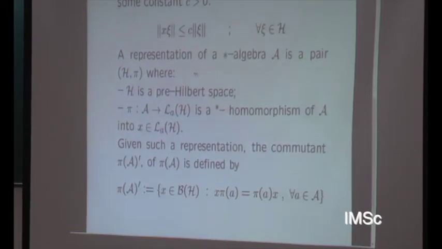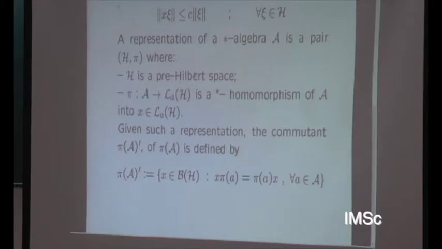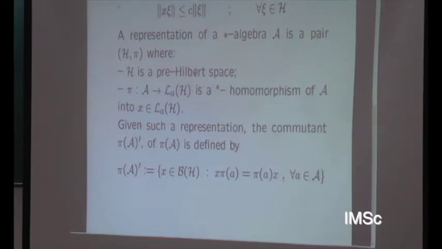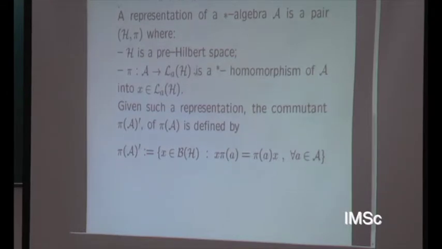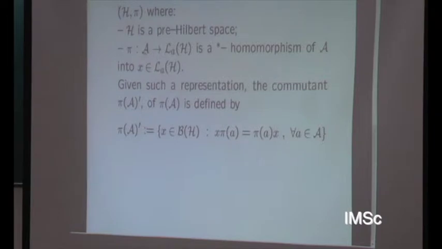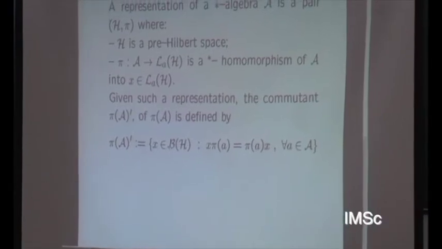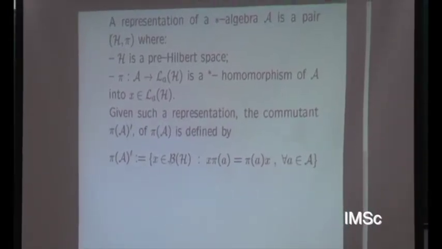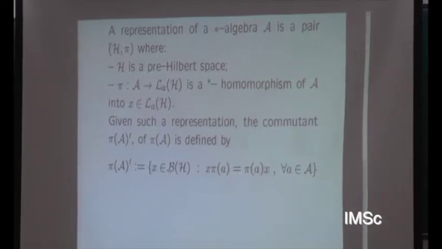And then we define the notion of representation. A representation of a star algebra is a star homomorphism, so a homomorphism of algebra which commutes with the involution. And so we have the notion of representation, which is given by a pair. Given such a representation, we define the commutant of the image of A for this representation to be the family of bounded operators which commute with the representation. So you see, by definition, the commutant is made up of bounded operators.